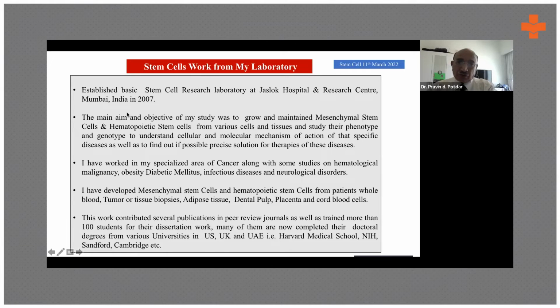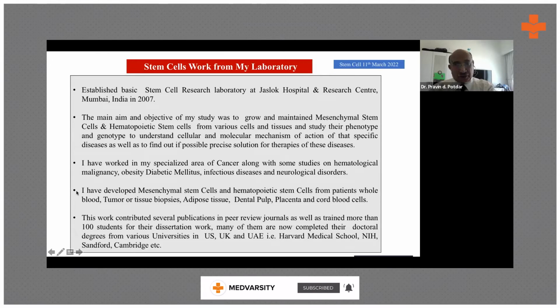So here you have to take a lot of precaution to develop specific cells. I have worked in my specialized area of cancer, along with some studies in hematological malignancies, obesity, diabetes mellitus, infectious disease, and neurological disorders.